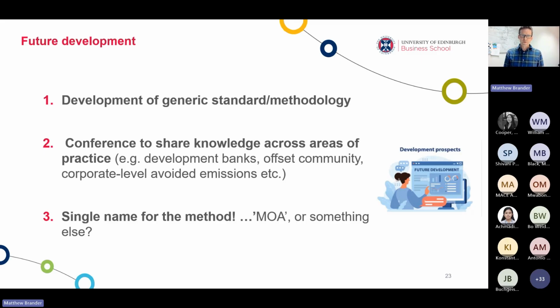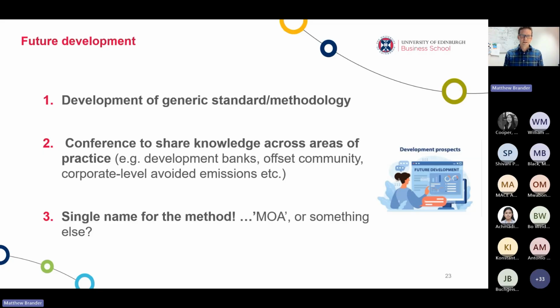Something else that I think would be very useful is to develop something like a conference to share knowledge across different areas of practice. And I think what you see with MOA are some fairly well-developed areas of practice. So things like the multilateral development banks, the carbon offset community. There's also quite a lot happening in terms of corporate level reporting on avoided emissions. But those different communities of practice tend not to speak to each other. They're quite siloed, and having a process like a conference could help to shape this idea of a broader community of practice.